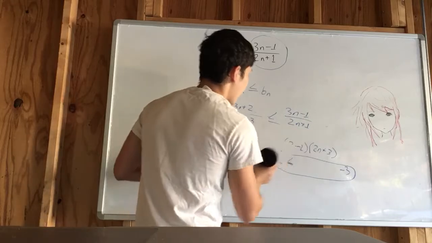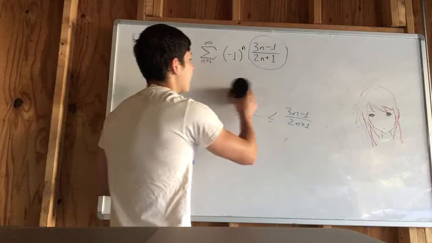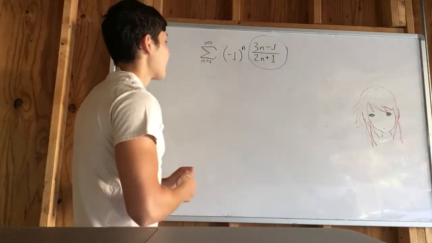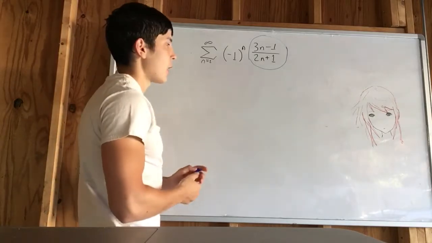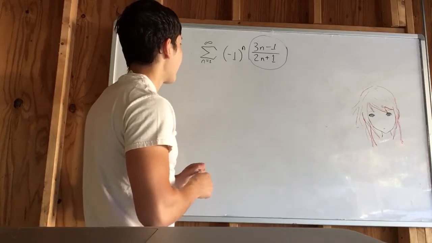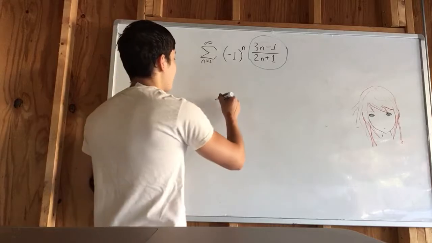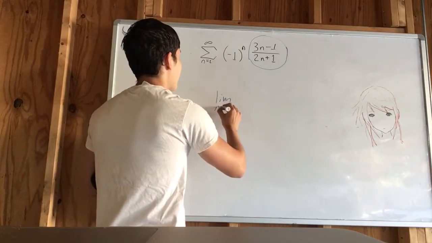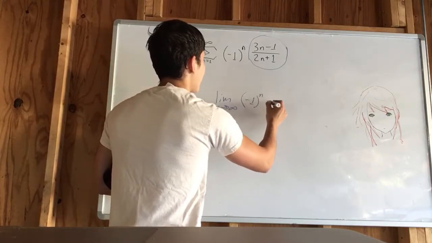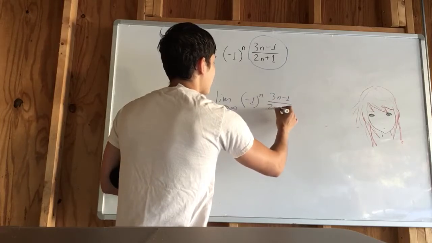So now we have to do our test for divergence, which is to just take the limit as n approaches infinity of the entire thing. This is no longer the alternating series test. We've exited out of that operation. So now we just take the limit as n approaches infinity of negative 1 to the n times 3n minus 1 over 2n plus 1.